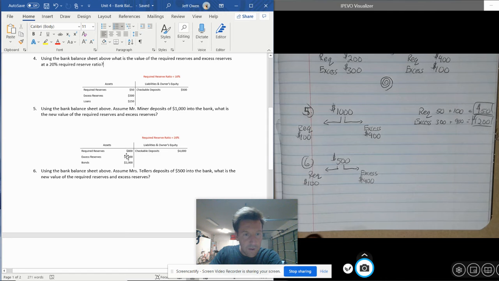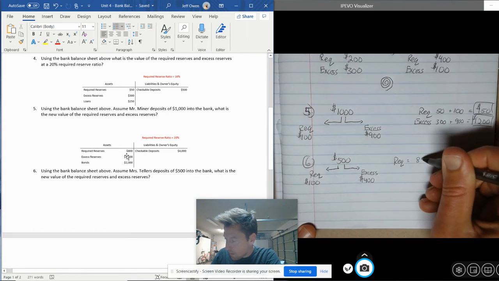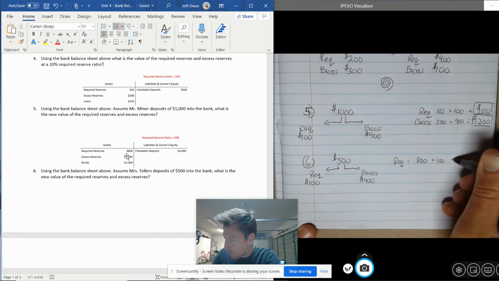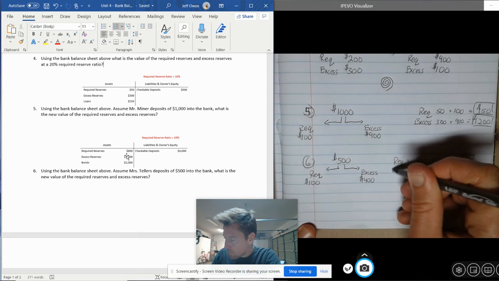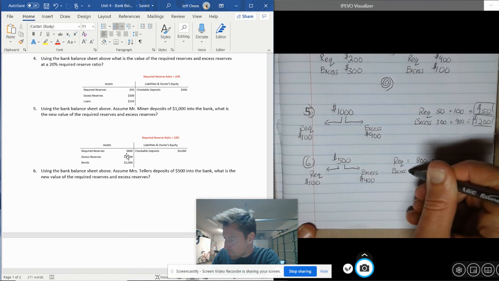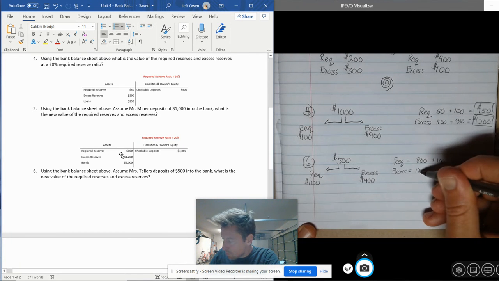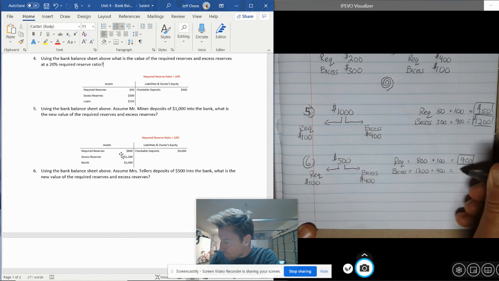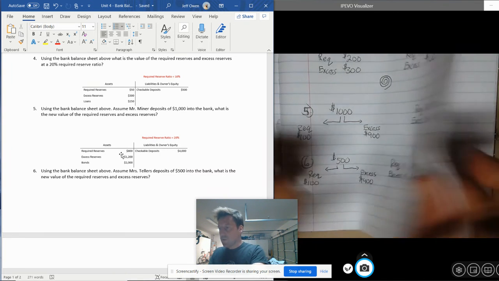So if I go back over here, my required reserve was originally 800. We're going to add in another 100. So our required reserve increases to $900. And our excess reserve was originally $1,200. And now it's going to be $1,600. Cool. Alrighty. So that was 1, 2, 3, 4, 5, and 6.